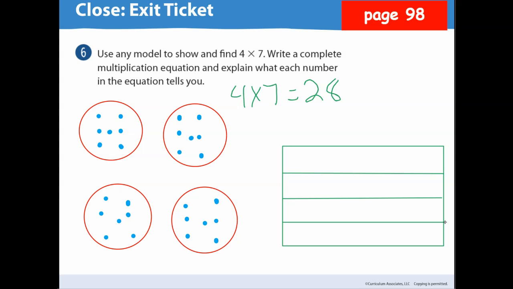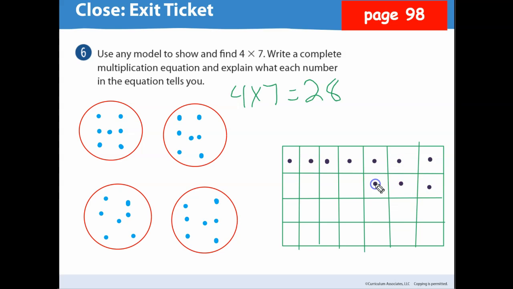Right? There's my 4 rows, and I need 7 columns, so I'm going to use 6 lines. 1, 2, 3, 4, 5, 6. Okay, and if I count all the squares, 1, 2, 3, 4, 5, 6, 7, 8, 9, 10, 11, 12, 13, 14, 15, 16, 17, 18, 19, 20, 21, 22, 23, 24, 25, 26, 27, 28.